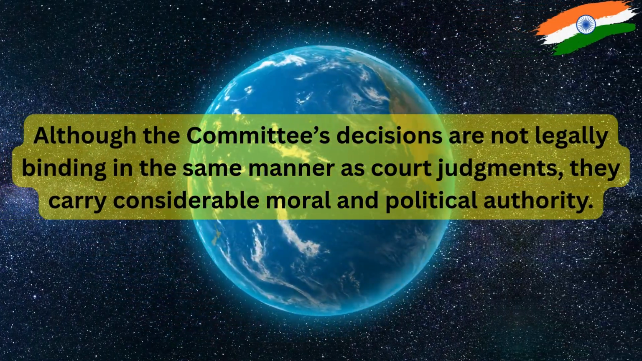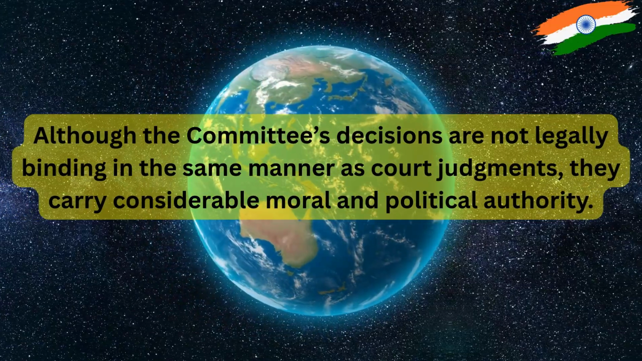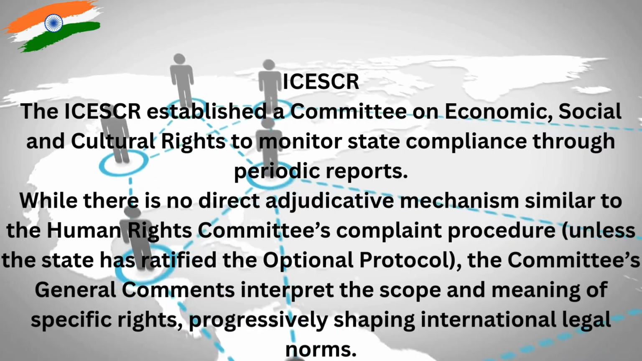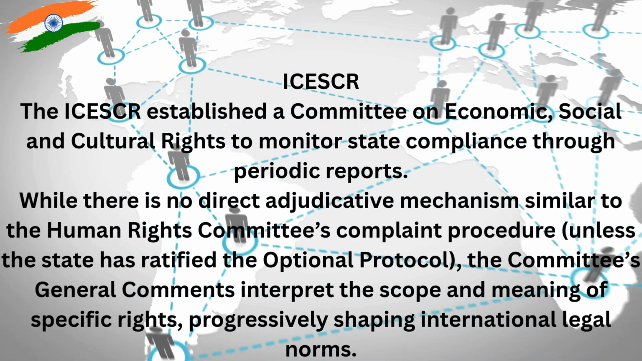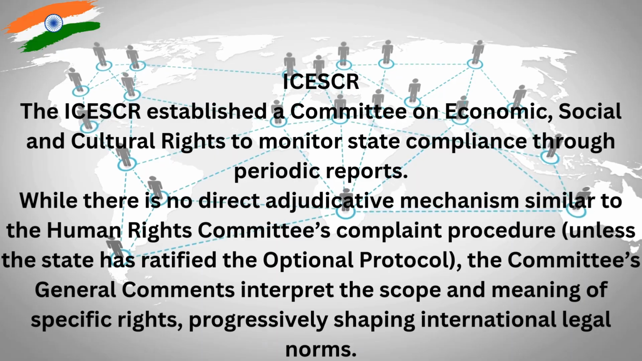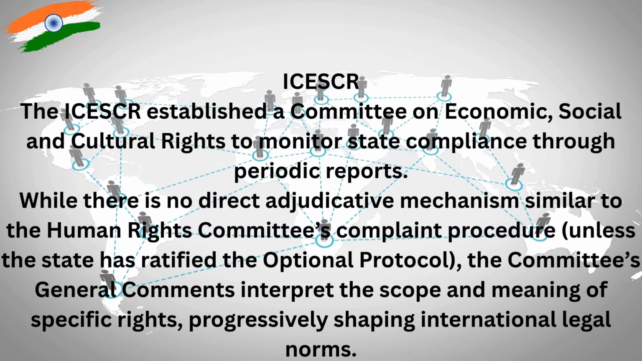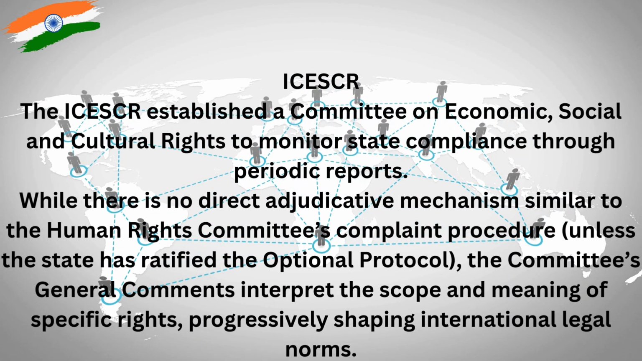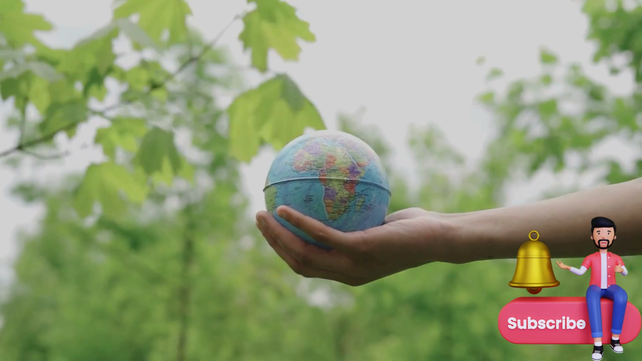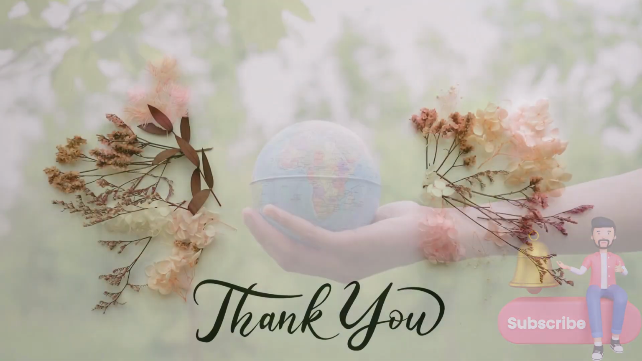ICESCR. The ICESCR established a Committee on Economic, Social and Cultural Rights to monitor state compliance through periodic reports. While there is no direct adjudicative mechanism similar to the Human Rights Committee's complaint procedure, unless the state has ratified the optional protocol, the committee's general comments interpret the scope and meaning of specific rights, progressively shaping international legal norms.